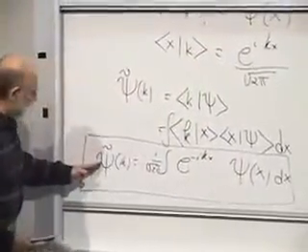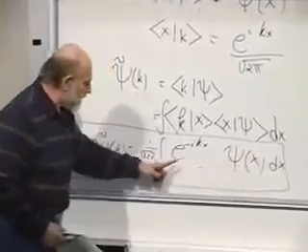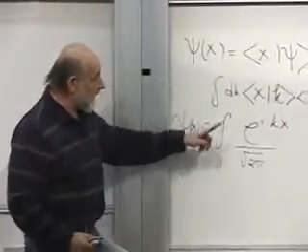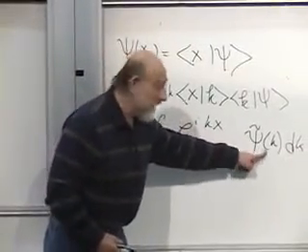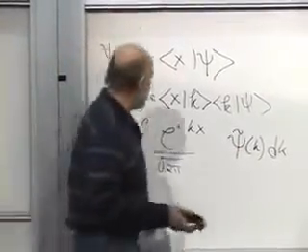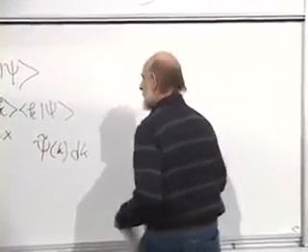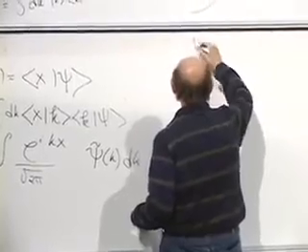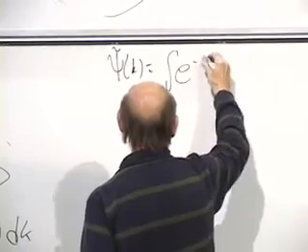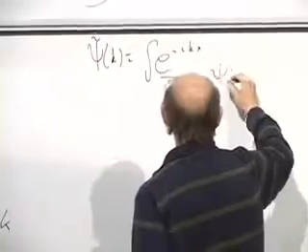On the one hand, psi twiddle of k is gotten by integrating over x of psi of x with e to the minus i kx. On the other hand, psi of x is gotten by integrating over k of psi twiddle of k. Let's put the two formulas down next to each other and compare them. Here. Psi twiddle of k is equal to the integral of e to the minus i kx over square root of 2 pi times psi of x.